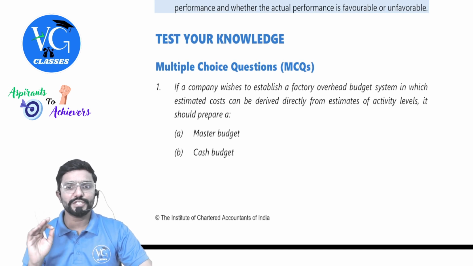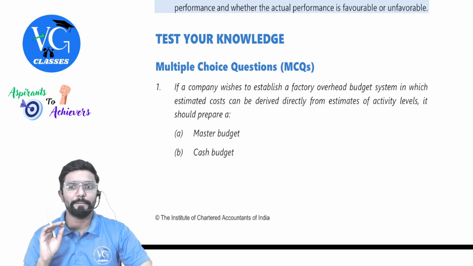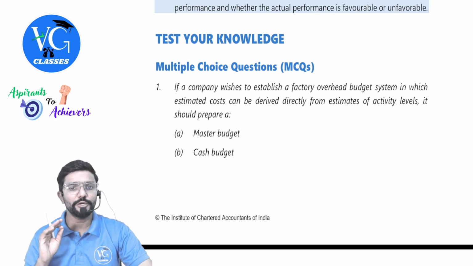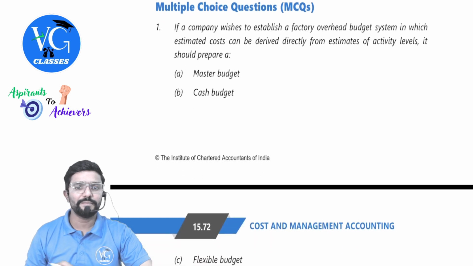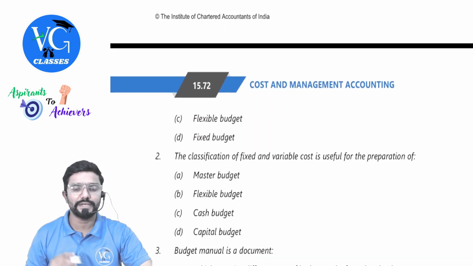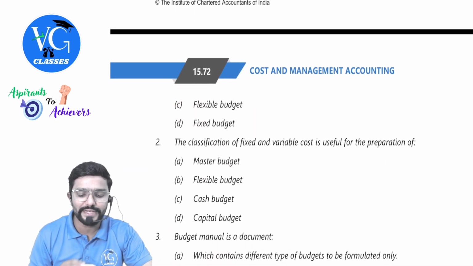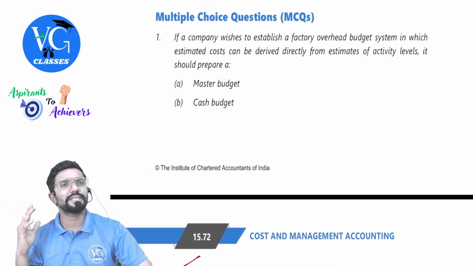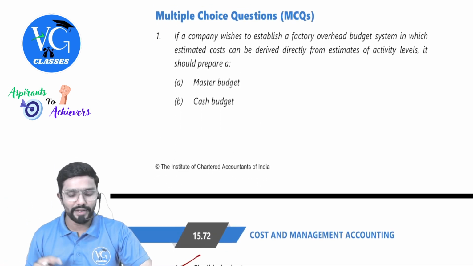If a company wishes to establish a factory overhead budget system in which estimated cost can be derived directly from the estimates of activity level, it should prepare a: master budget, cash budget, flexible budget, or fixed budget. Which budget, guys? Flexible budget. Yes, sir. It means you can prepare the flexible budget at different activity levels.